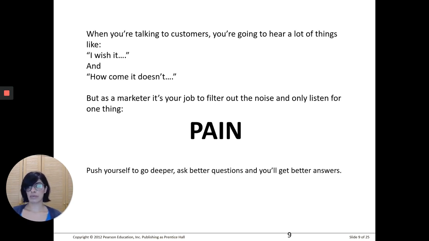When you go out and do your customer research, you'll hear a lot of things like, "I wish it..." or "How come it doesn't do this?" But as a marketer, your job is to filter out all that noise, all the questions around functionality, all of the wishful thinking, all of the "can't you do this differently," and only listen to one thing, and that is their pain. You have to understand what they actually feel pain from, how bad it is, and what they want to do to fix it, or how far they'll go to fix it. As a marketer, as a market researcher, you have to push yourself to go deeper and ask better questions that actually get you better answers.